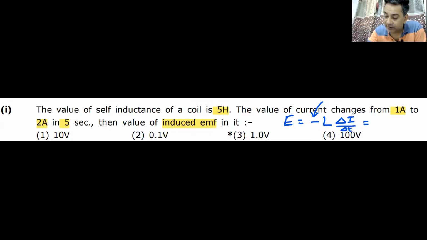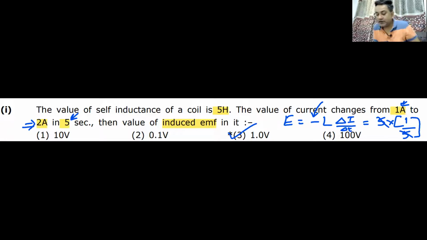Just put in the formula. L is given as 5, multiplied by how much the current has changed. Final value is 2, initial value is 1. The current changes from 1 to 2, so the change in current is 1. In how much time has this current changed? It has changed in 5 seconds. You will get 1 volt. Do we understand this?